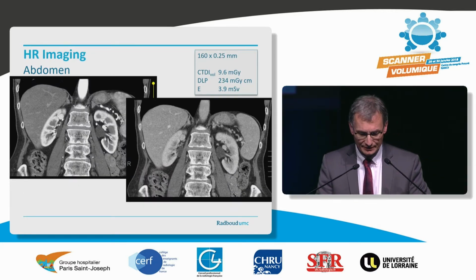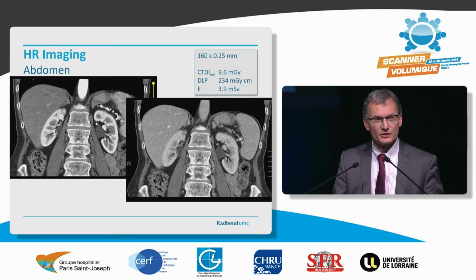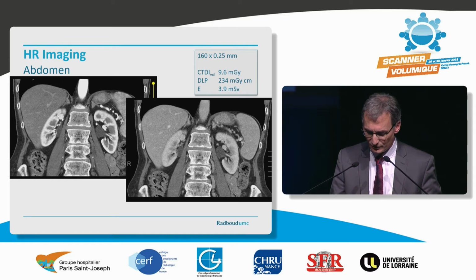Now here an example in the abdomen. We see excellent trabecularization in the bones, but also very high resolution of all tiny structures. For example, the nerve roots, the vertebral arteries.